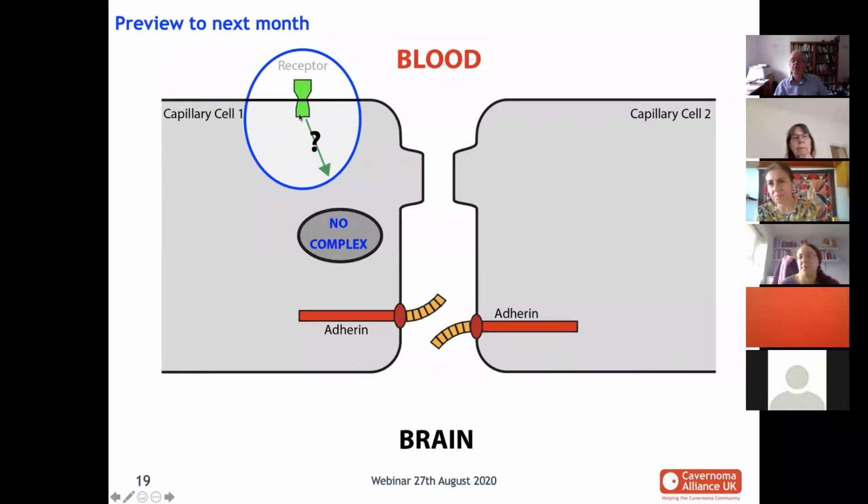And that, of course, is a very exciting thing, because if you have to have something from the gut as well as having a Cavernoma gene, then maybe you can get some kind of drug which worries about the thing in the blood, not have to worry about the thing in the Cavernoma cell.